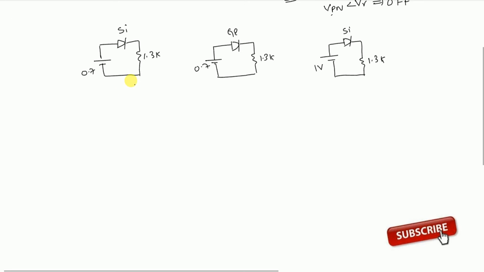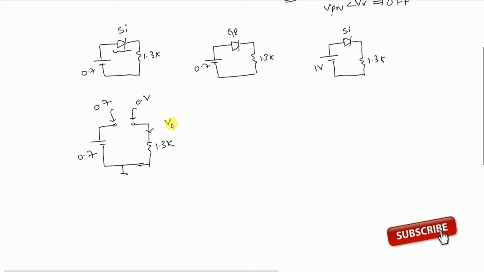See here friends, there are three circuits given. We need to find out the diode state now. So what is the first step we will do? We will open circuit the diode. So this is 0.7 volt, this is 1.3K. After open circuiting the diode, we will find Vp minus Vn. What is Vp here? 0.7 volt. What is Vn here? 0 volt. Because there is no current flowing through it, voltage across Vn is 0.